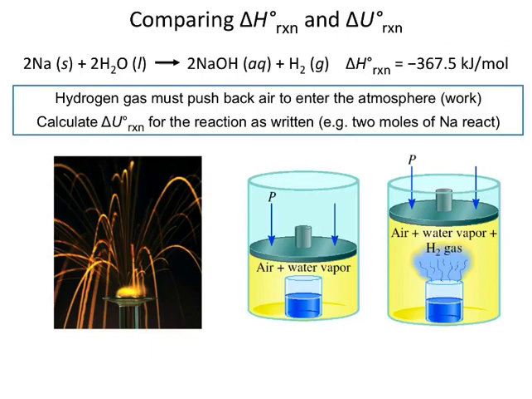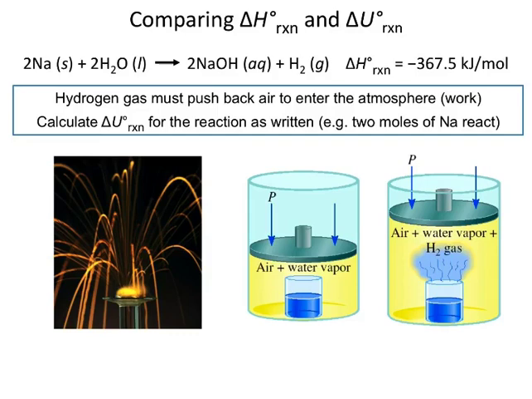So say you have sodium reacting with water to make sodium hydroxide, hydrogen gas, and some smoke and flames. And so the delta H reaction here is negative 367.5 kilojoules per mole. It's negative because it's an exothermic process.